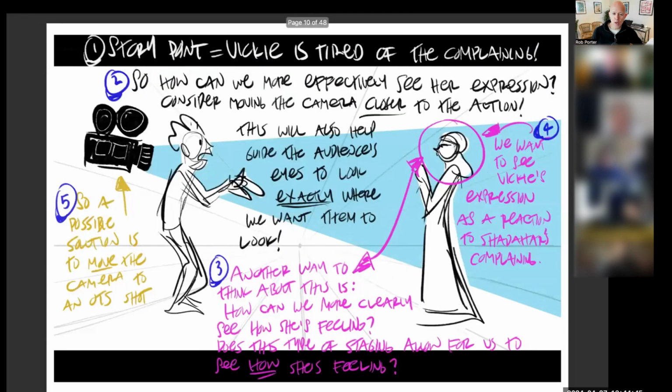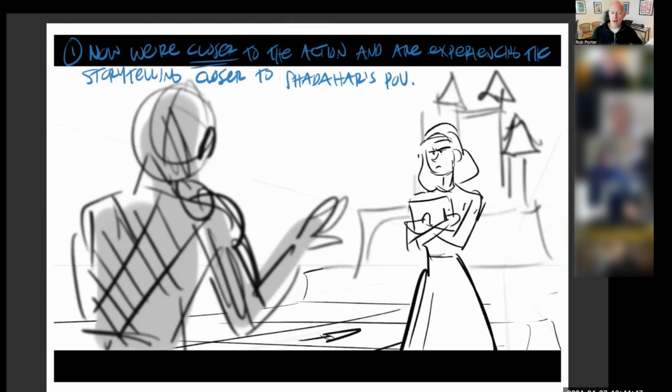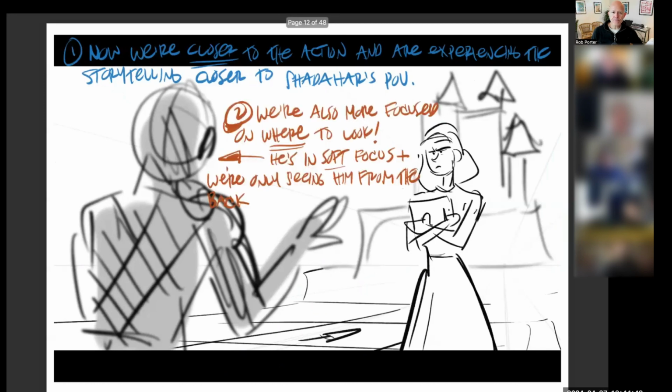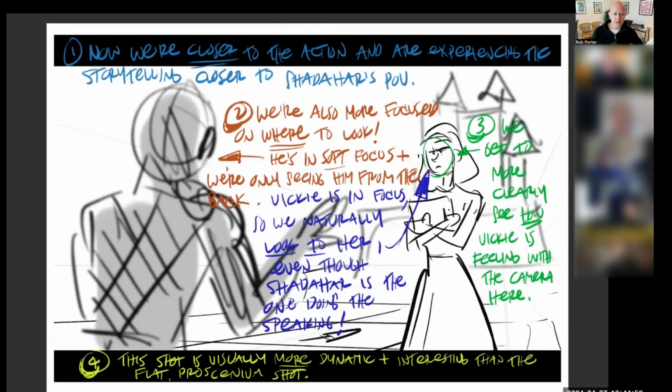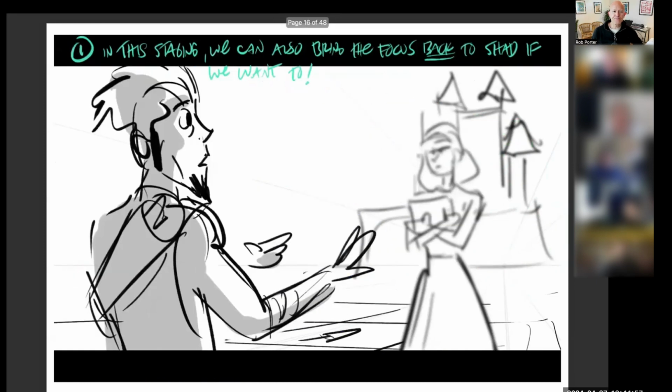It's also 1-point perspective versus 3-point perspective. We have multiple vanishing points in a shot like this. This shot is visually more dynamic and interesting than the flat proscenium shot.